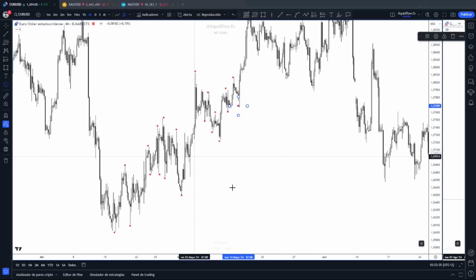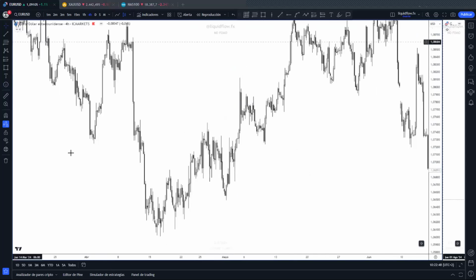So this is the easy way. This is the basic. So now we see the same example. Here, this is my market structure shift because it's my first break. You can use this or this one as you wish.